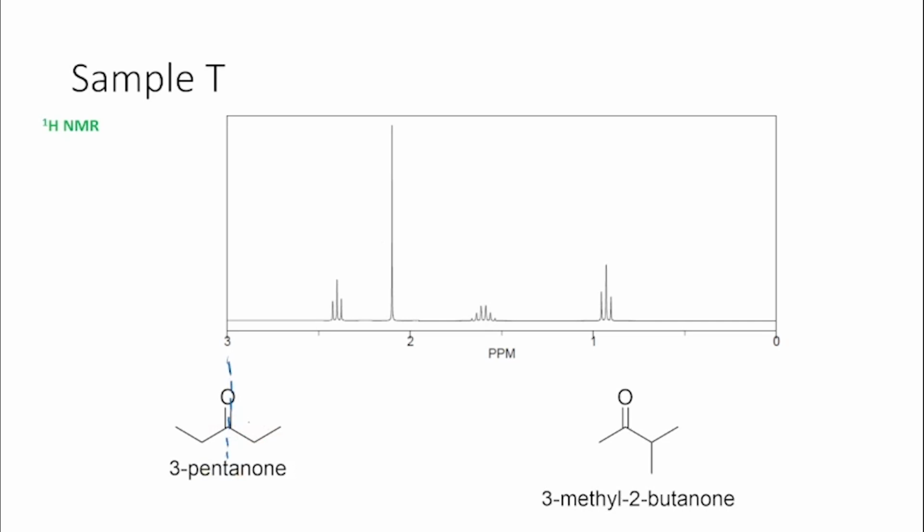And so what we would expect is 2 signals. We would expect a quartet here and a triplet here, and we wouldn't see these 2 signals. So we have our CH3 group and our CH2 group, and this would be replicated on the other side. So this would integrate for 6 protons, this would integrate for 4 protons.